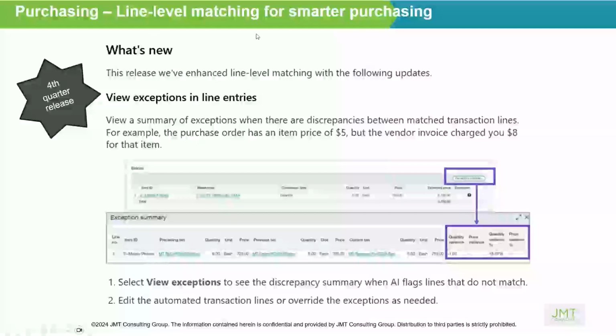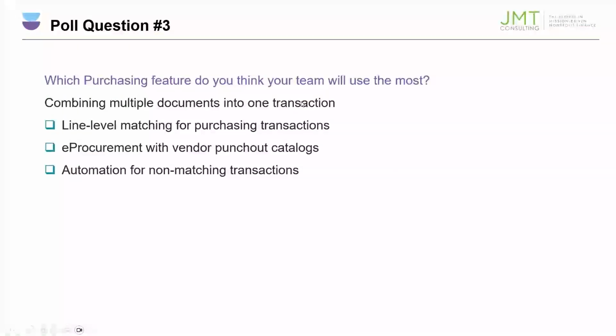But if you would like to see more functionality, I can do a demo on it. Okay, so that brings us to polling question number 3. Which purchasing feature do you think your team will use the most if you use purchasing? Sorry, I messed up on the first one. Combining multiple documents into one transaction, that also came out last time. Line level matching, or e-procurement with vendor punch-out catalogs. And e-procurement is what was brought out in the last quarterly release.